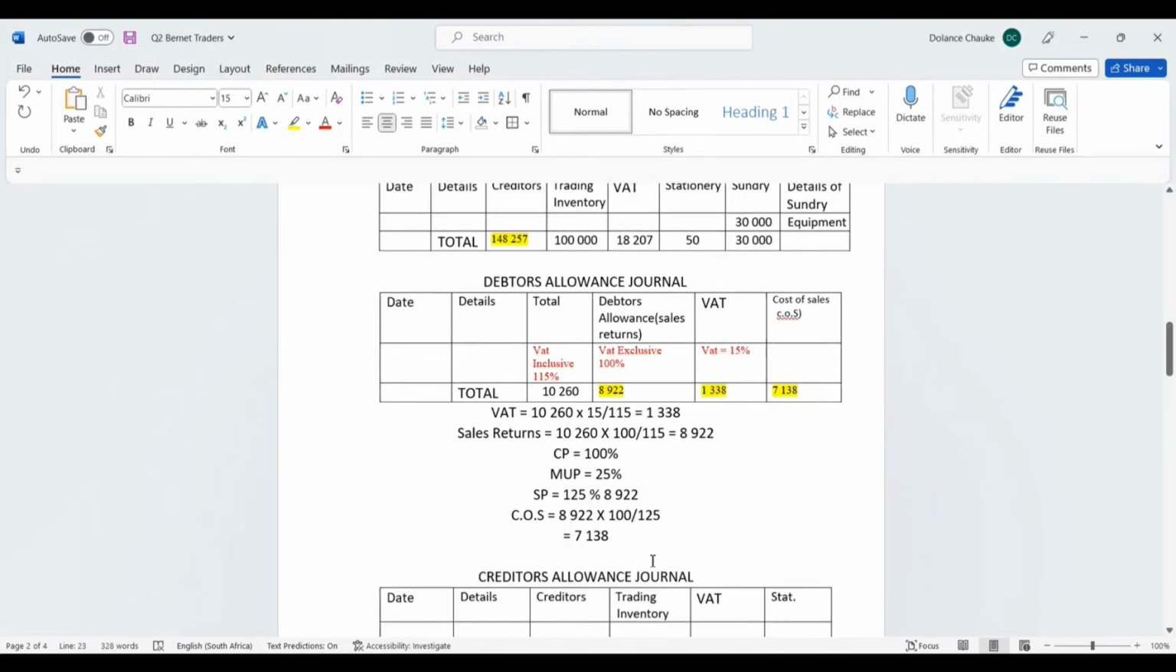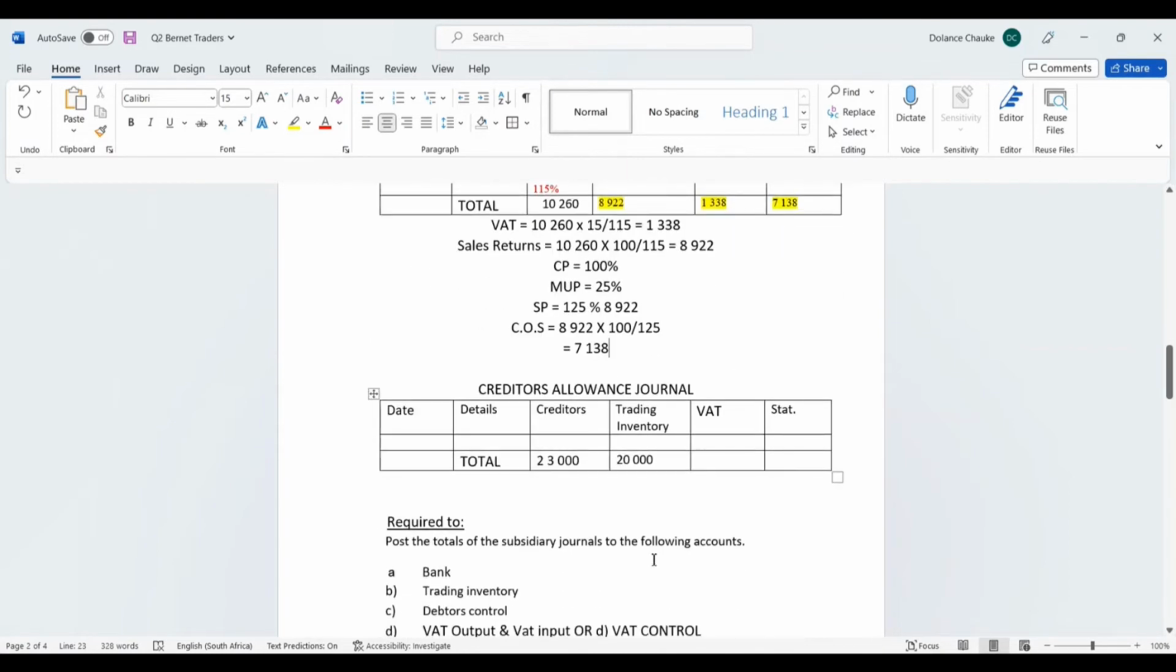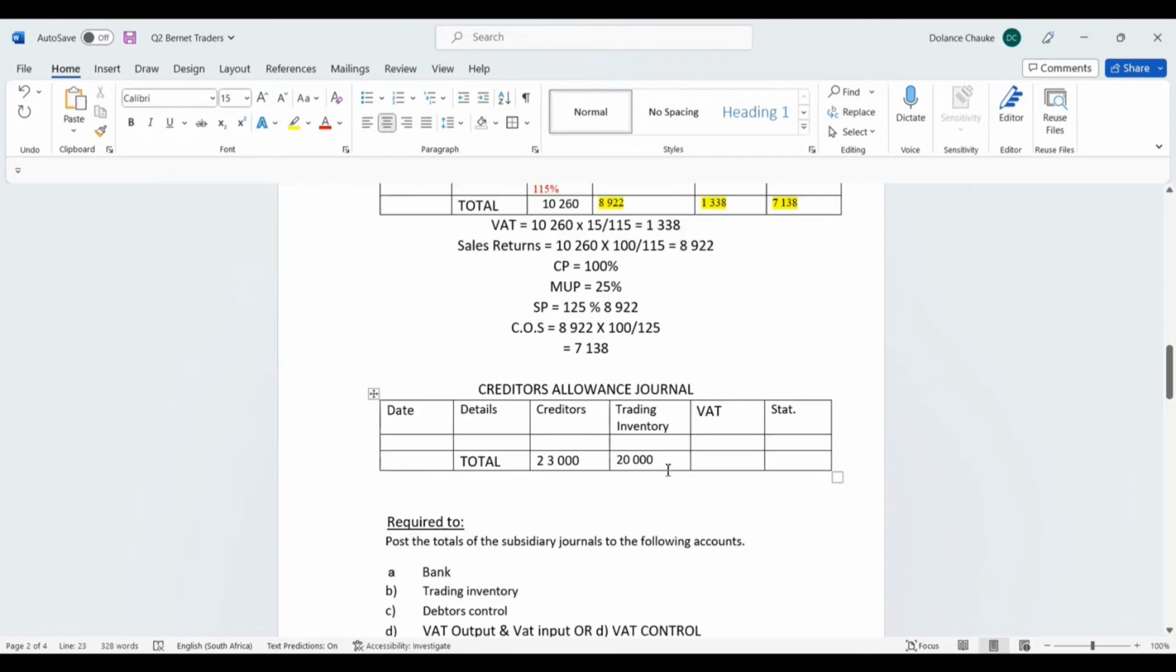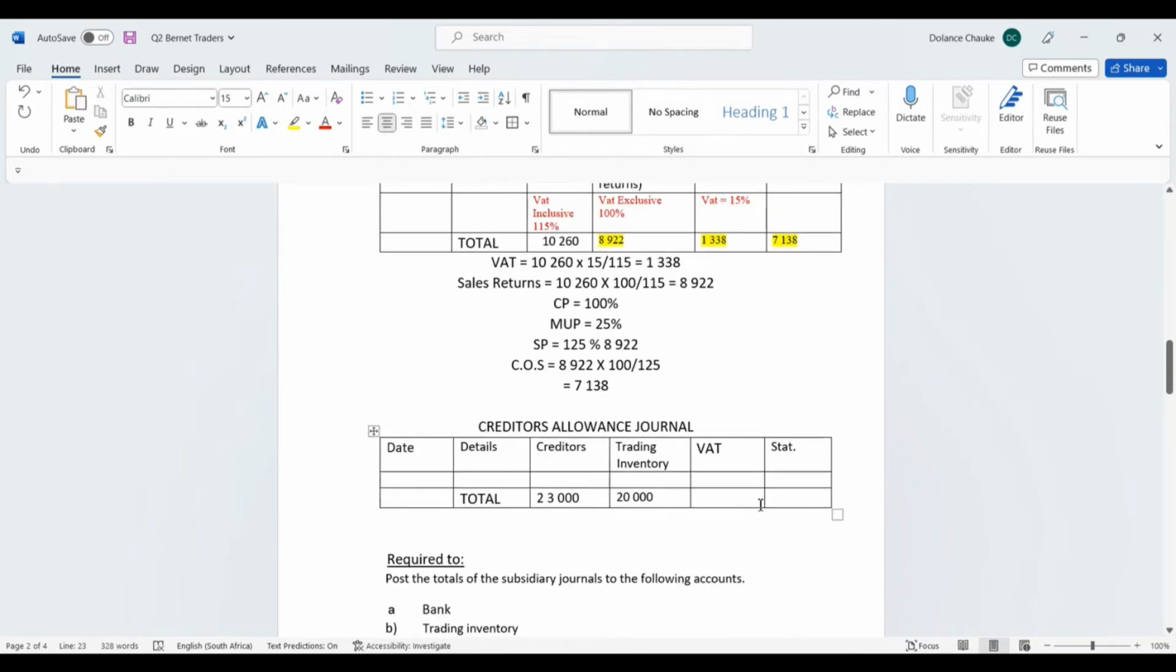So now we are done there. Then the last one, which is creditors allowances. They gave us the total, they gave us the trading inventory, and then we're going to have to calculate VAT. Stationary is not there, we don't have it, right? So we're going to put there's no stationary at all, because there's no way we can get it, unless maybe they give us additional information somewhere. But it's only these things.